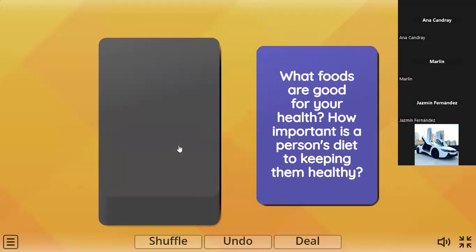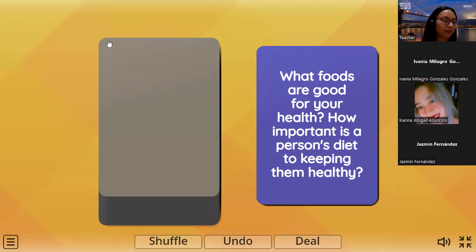What do you think, Jasmine? What foods are good for your health? In general, the vegetables and proteins with fish, chicken, and maybe pork, meat, and the legumes and the grains are so good. Very good, Jasmine. And the most important is the fish, because the fish has many nutrients, vitamins, and benefits for the health.